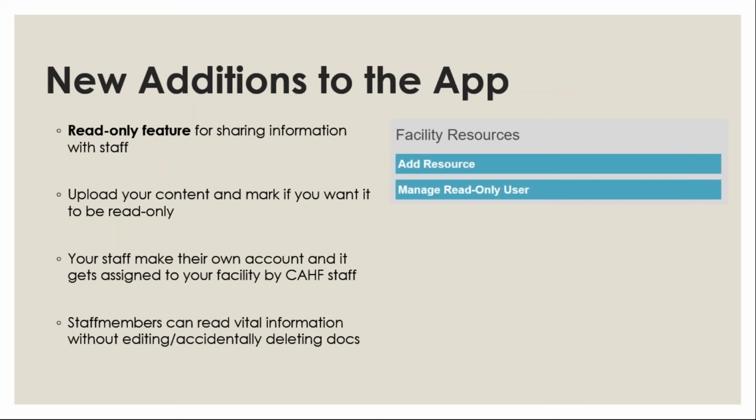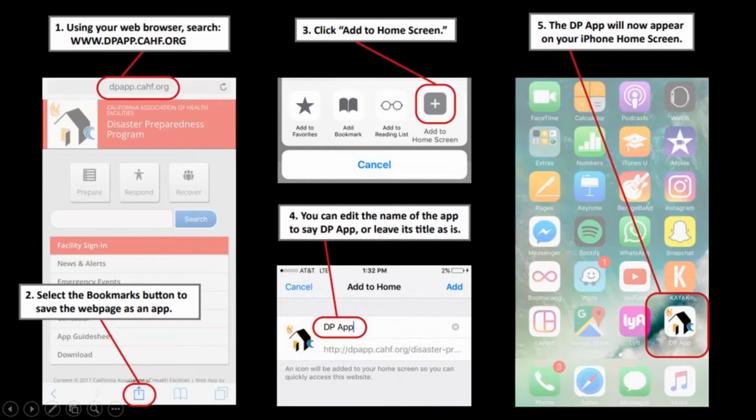And so this little screenshot here on the right says facility resources, add resource, and then manage read-only user. So you'd click that if you ever want to change the password for your staff account. And we haven't had any instances of somebody hacking their old account or whatever from their old facility. It's more just somebody accidentally deleted their entire operations plan. So it was definitely more by accident than by anything malicious. But this is a new feature. It makes things a little bit simpler for some, so we'll show you how to do that.